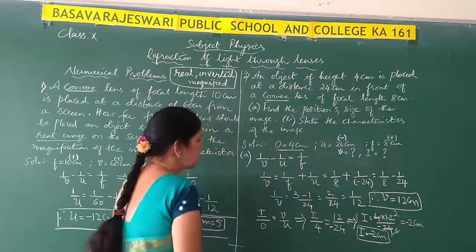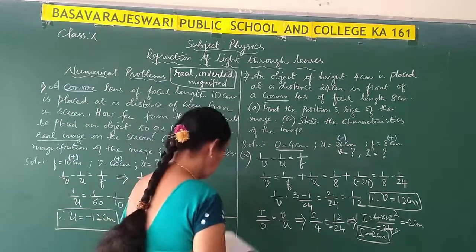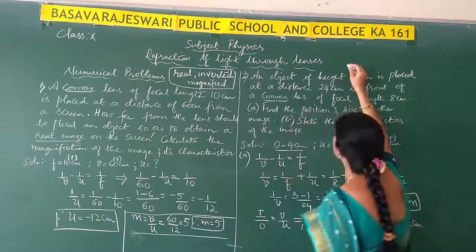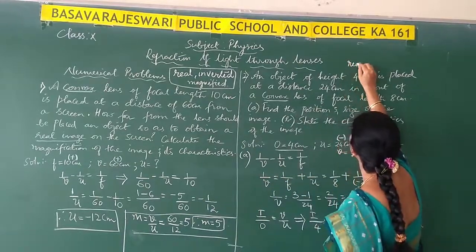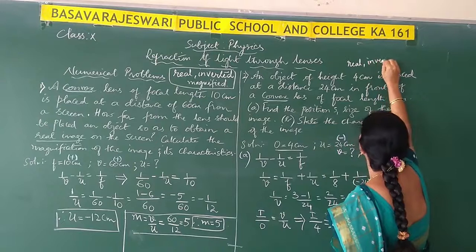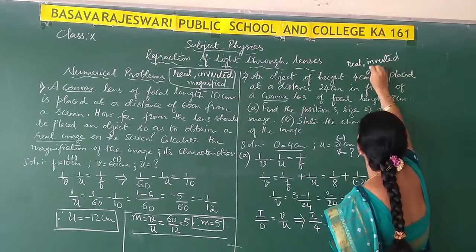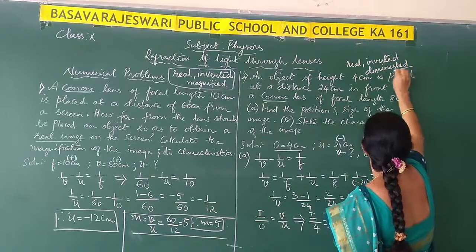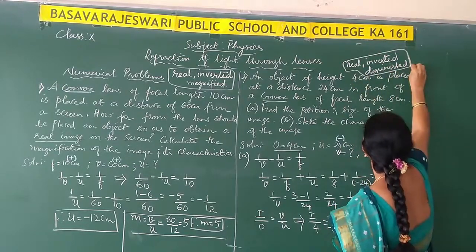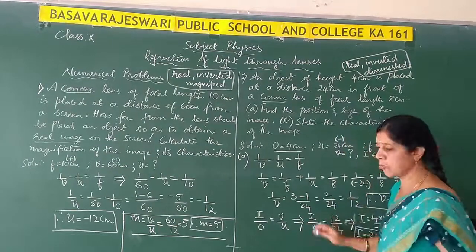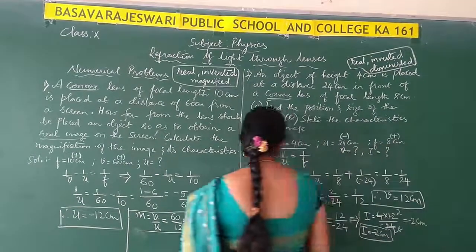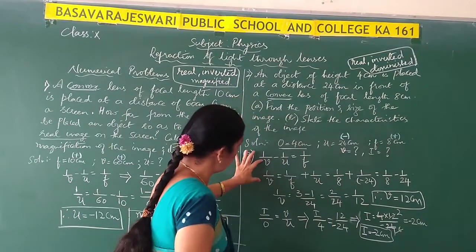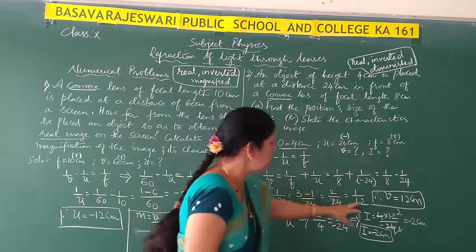So what will be the characteristics here? Characteristics will be real, inverted and diminished. I shall write it here. Real, inverted, diminished. These are the characteristics of this image. This is the characteristics of the image formed in this case. So to find the solution for the first question, you have to take the lens formula. You will get the image distance as 12 cm.